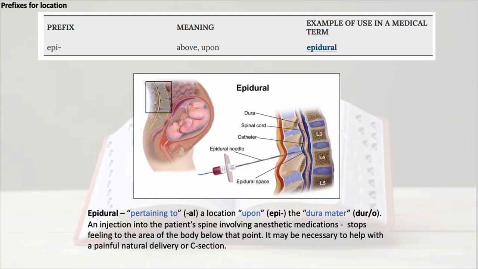And another term would be epidermis. So epidermis means upon or above the skin, right? Dermis. And so the epidermis is the most upper layer of the skin.